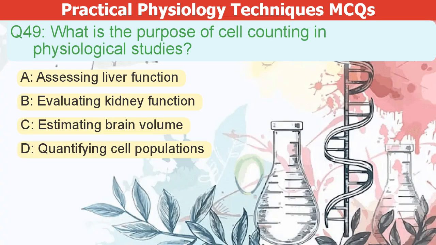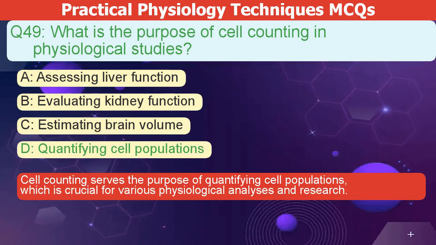What is the purpose of cell counting in physiological studies? A. Assessing liver function. B. Evaluating kidney function. C. Estimating brain volume. D. Quantifying cell populations. The correct answer is D. Cell counting serves the purpose of quantifying cell populations, which is crucial for various physiological analyses and research.